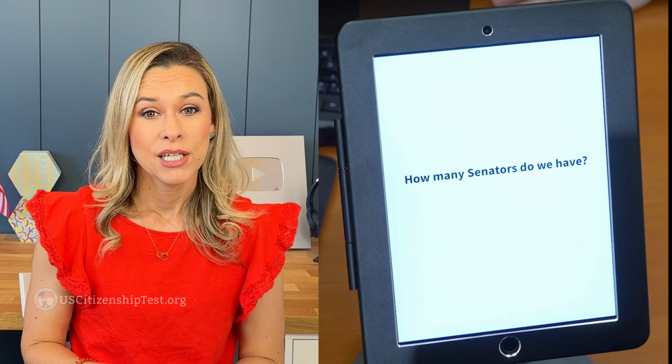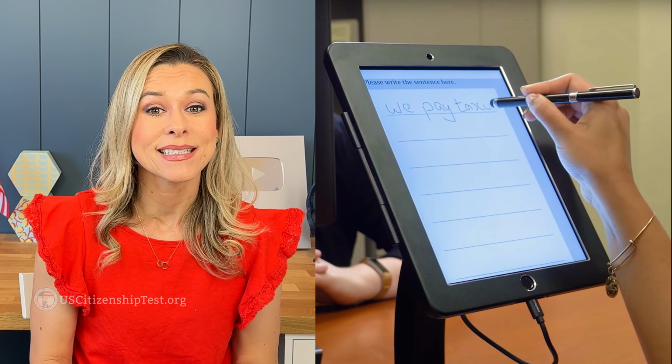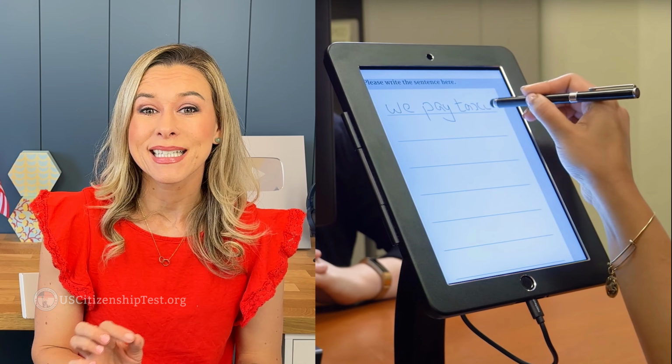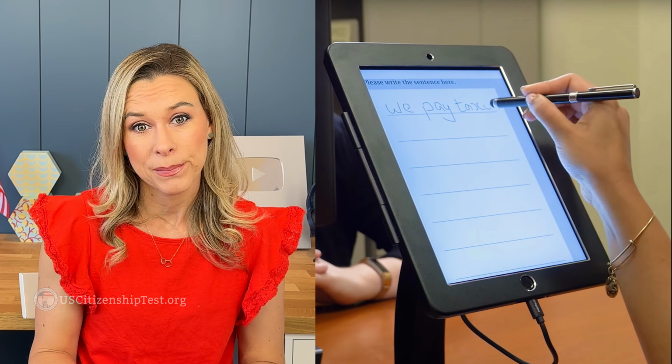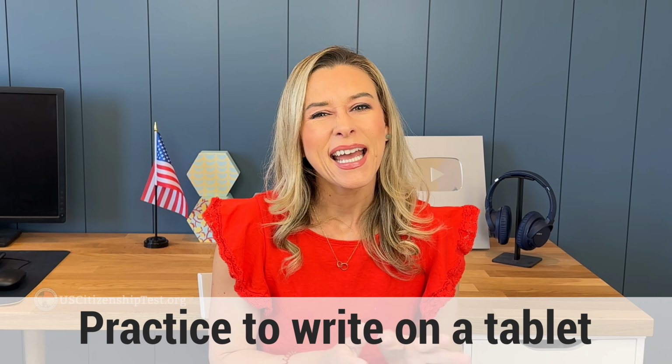It's important to note that most field offices now conduct the reading and writing portion on a tablet. You will read a sentence from the tablet and write a sentence on the tablet using a stylus pen or your finger. If you have a tablet at home, I recommend practicing writing on it as it's different from writing on paper with a pen. All right, are you ready? Let's get started.